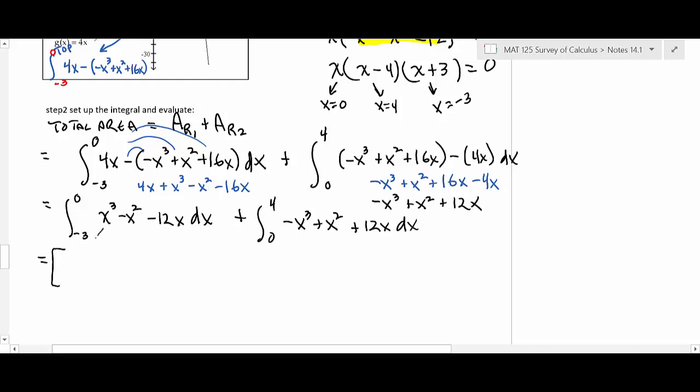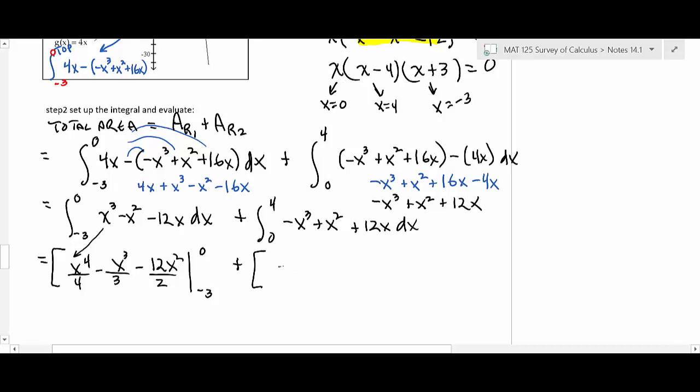So the antiderivative of x to the third, what's that? X to the fourth over 4. X squared, x to the third over 3. 12x, 12x to the second over 2, which is 6x to the second. That's going to be evaluated from negative 3 to 0. Now, what's going to happen here is this is just going to be backwards. It's going to be the same antiderivative, except the signs are different.